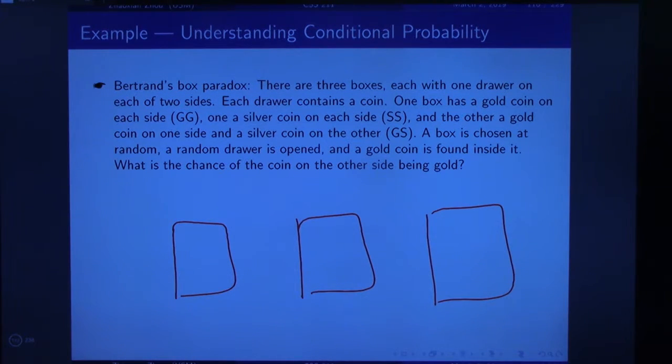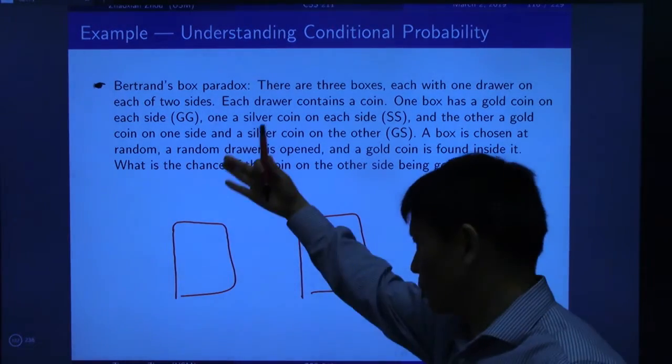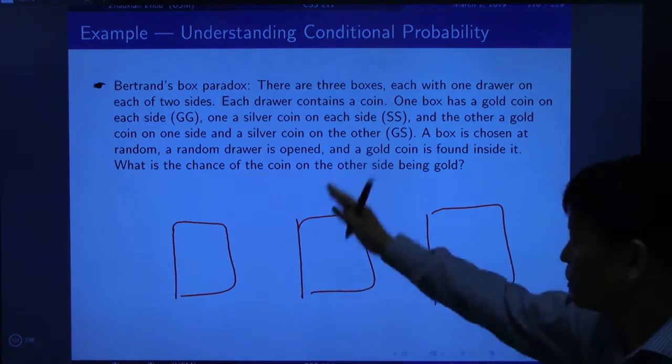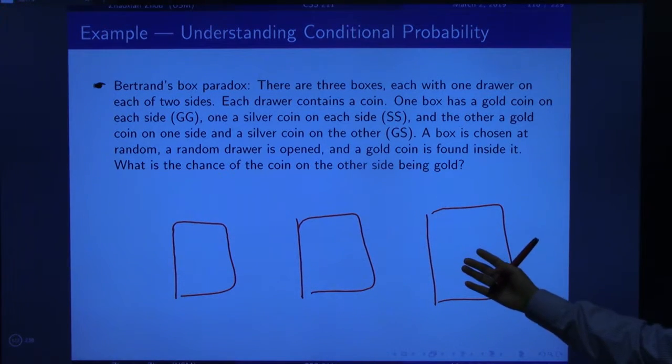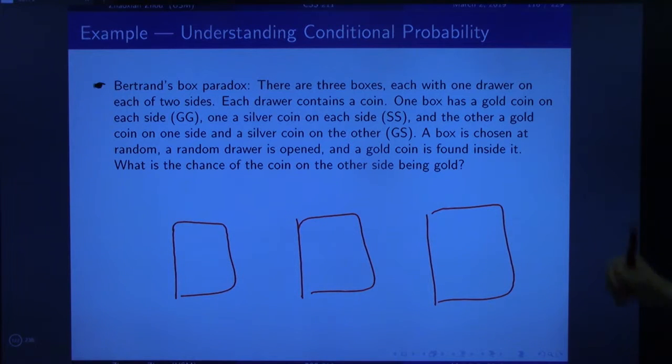Each box has one drawer on each of the two sides. So we have one drawer on this side, and another drawer on the opposite side. Each box has two drawers, one on each side. And in each drawer, we are going to put a coin, either a gold coin or a silver coin.